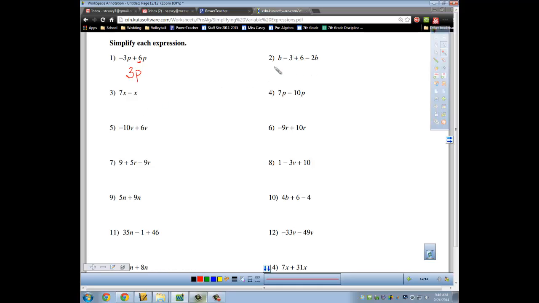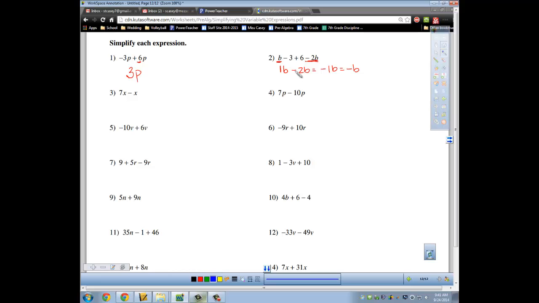Moving on to the next one, I want to look at just my b's first. So that's a positive b, then a minus 2b. Always look at the sign that is right in front. So if I have b minus 2b, well, remember that's the same thing as 1b. 1b minus 2b, that's negative 1b, which is the same thing as negative b.